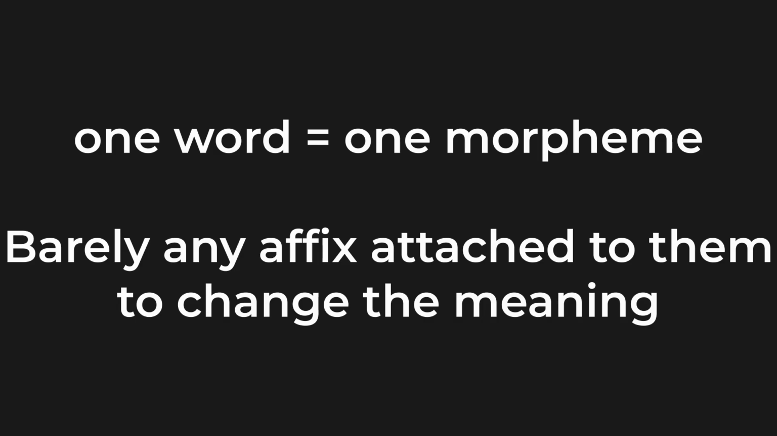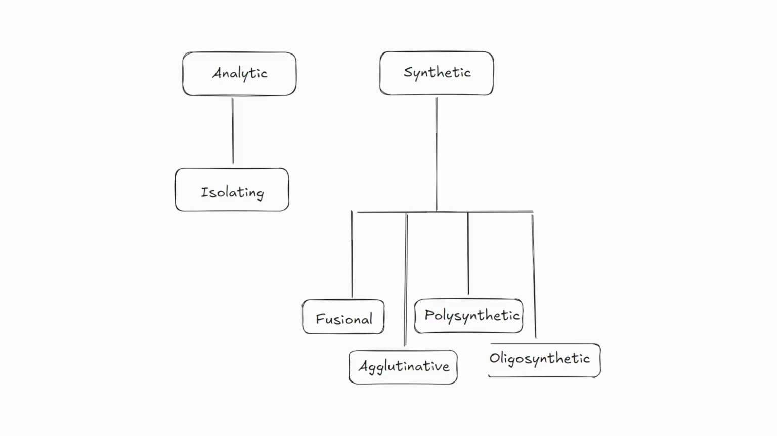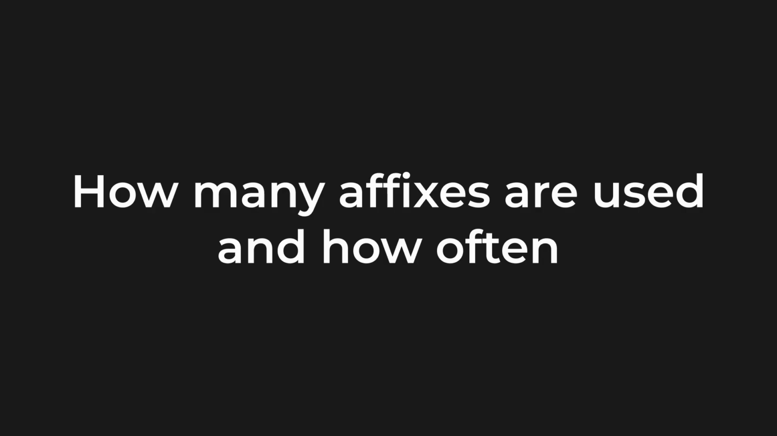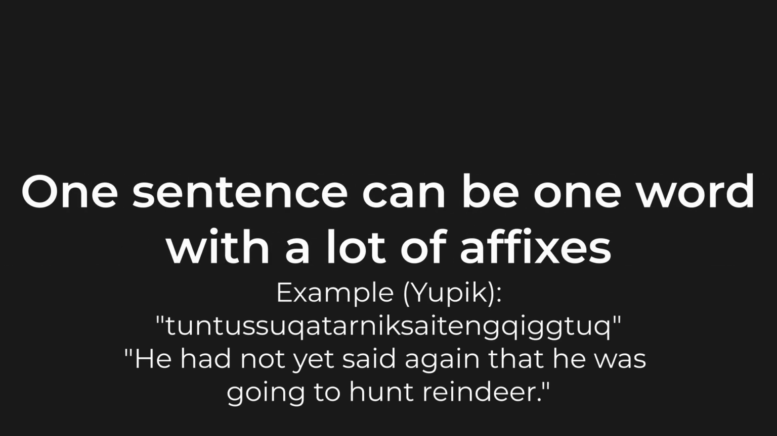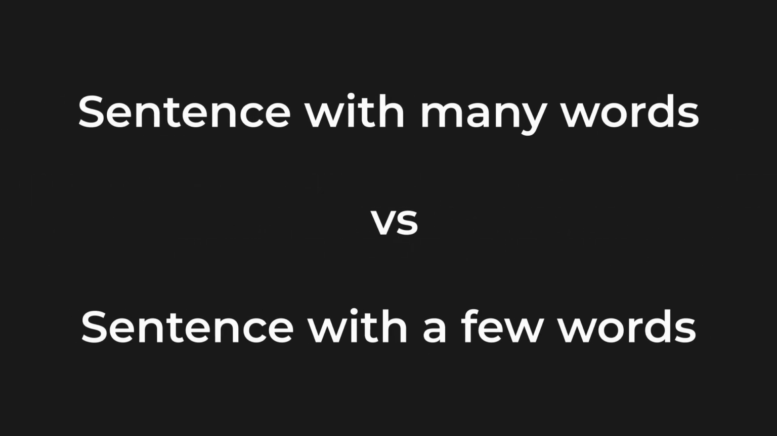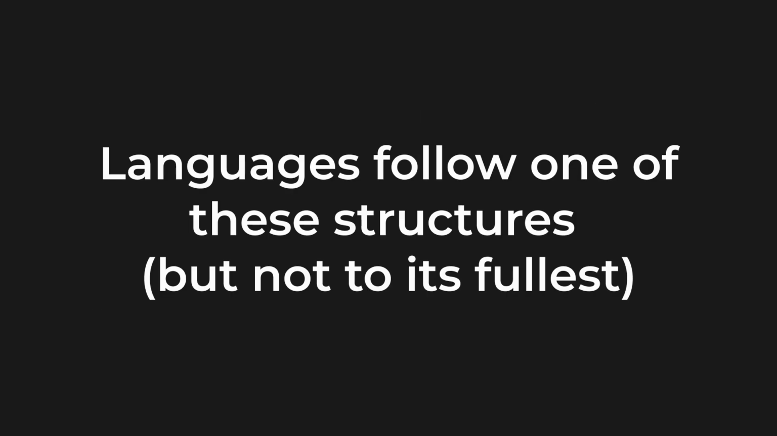On the other hand, the synthetic branch has more sub-branches, such as fusional or agglutinative languages, among others. The main difference is how many affixes are used and how sentences end up being constructed. A very synthetic language could lead to a whole sentence being only one word. This word will have a lot of affixes carrying the meaning of the sentence. That would be our main difference. A sentence composed of many words, analytic, versus a sentence of one word with many affixes, synthetic. Usually, languages fall in between these two extremes, and that's how we can organize them.